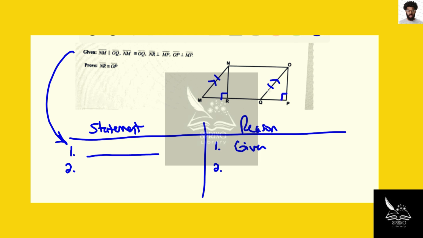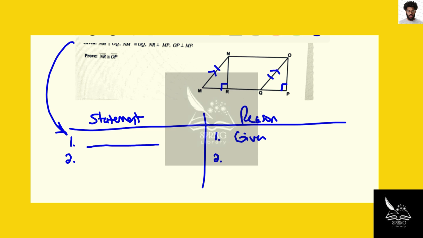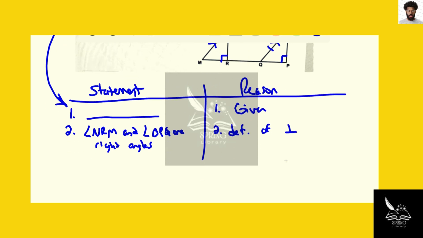Okay, so let's say angle NRM and angle OPQ are right angles. This would be by the definition of perpendicular. To be perpendicular means to make right angles.